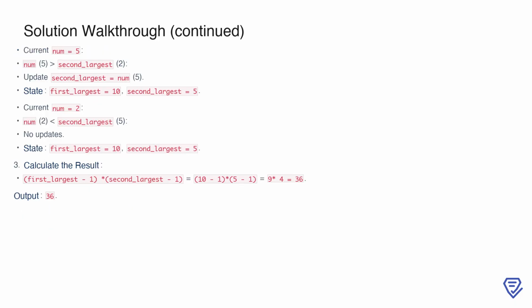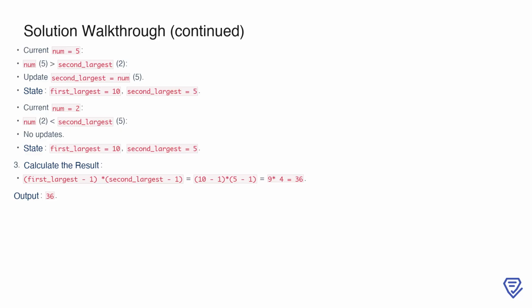Continuing the iteration, the next number is 5. This is larger than second_largest, which is currently 2, but smaller than first_largest. So, we update second_largest to 5 while keeping first_largest as 10. The variables now are first_largest equals 10 and second_largest equals 5. Finally, the last number, 2, is smaller than second_largest, so no updates are made.